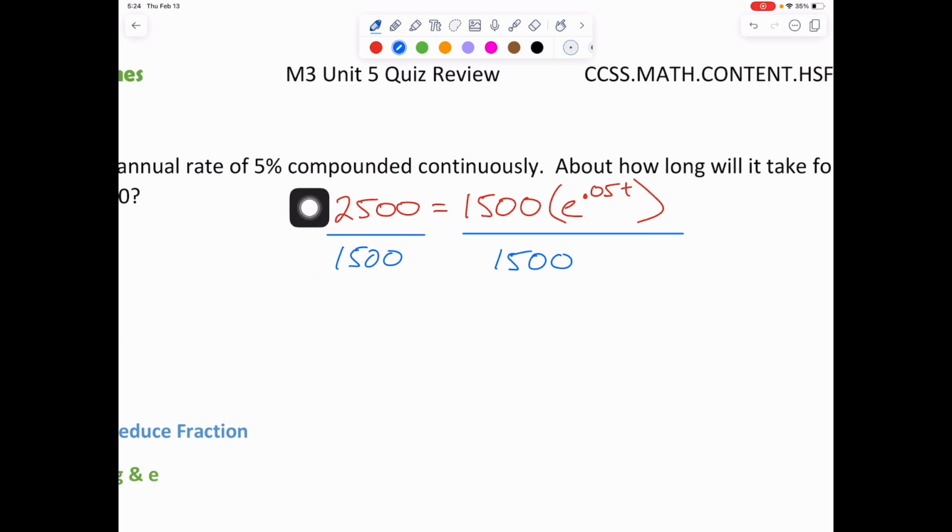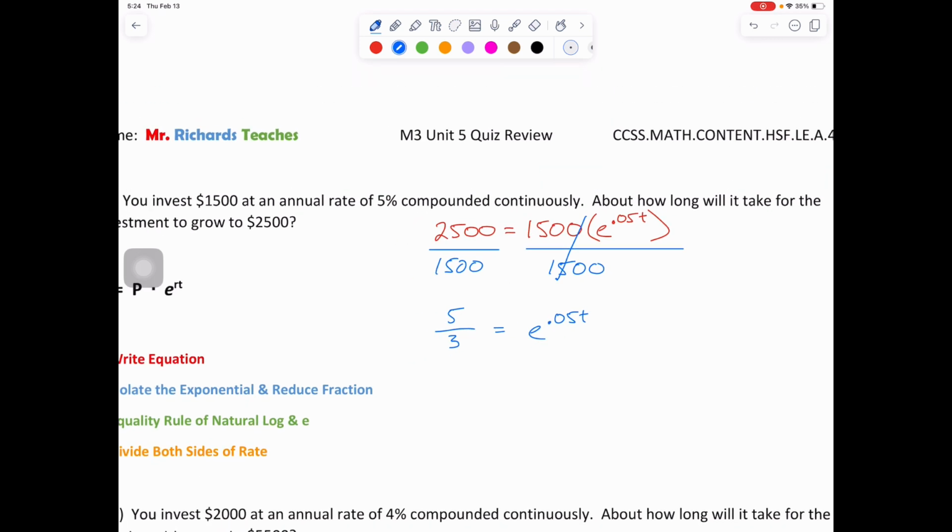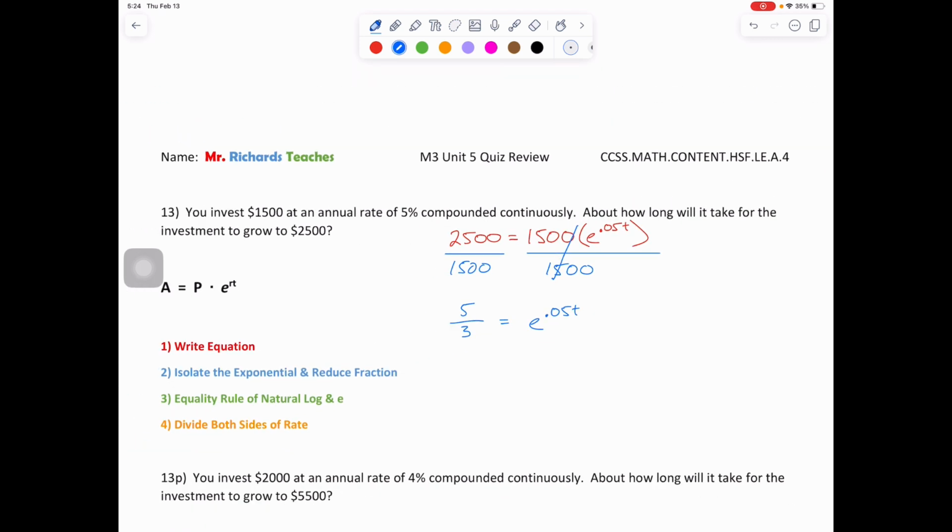Now, when we reduce this, our greatest common factor is 500. 2,500 divided by 500 is simply 5. 1,500 divided by 500 is 3. Equals, and we will just copy down our e to the 0.05 times t, which we are solving for.